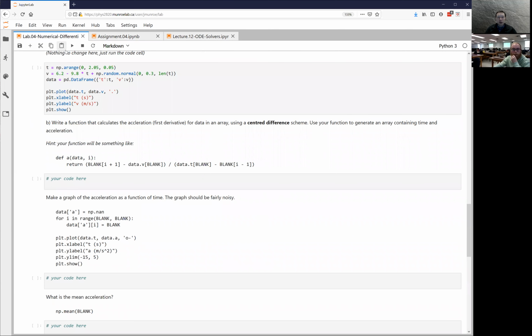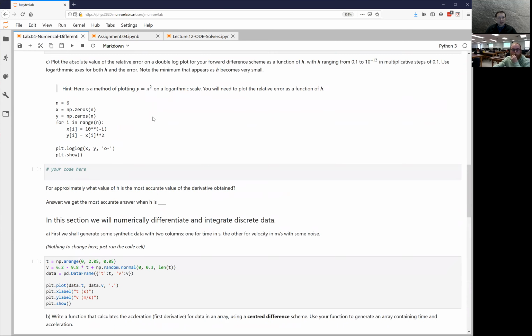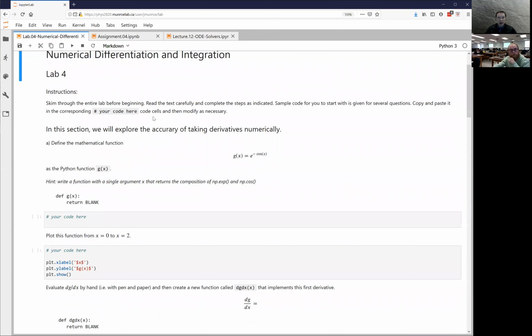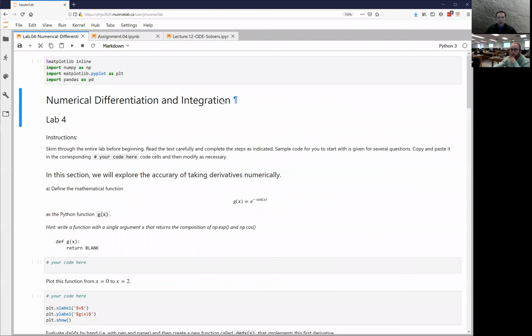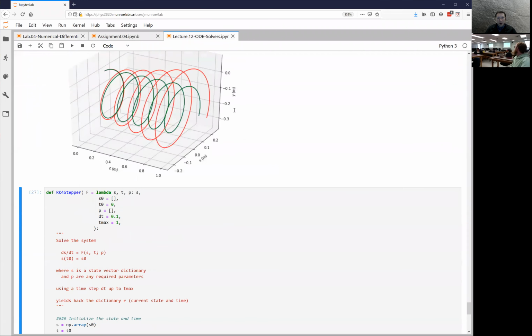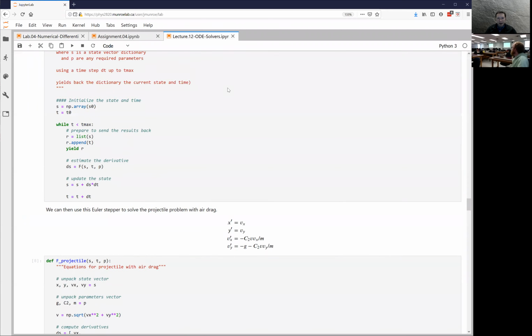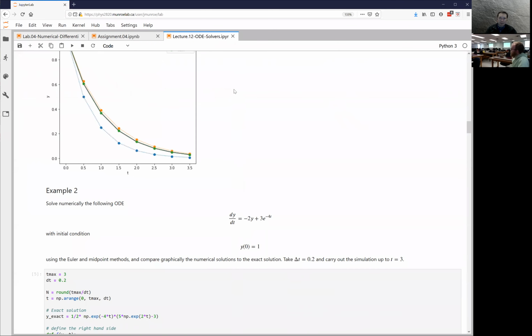But if you're around for Tuesday's lab, we'll get started on this right at 3:30. And we're going to talk about numerical differentiation and integration. Are there any other questions about this lecture before I sign off for today and we begin the lab, or take a break and then begin the lab?